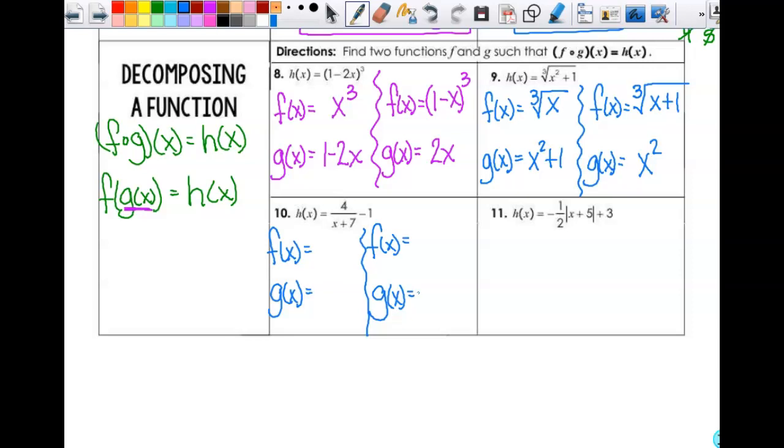Daniel, can you give me one? Is that f of x or g of x? Okay. So 4 over x plus 7. Okay. You're going to put the whole thing down here? You mean up here? Okay. Yeah, then x minus 1. Okay, good. That works. Very good.